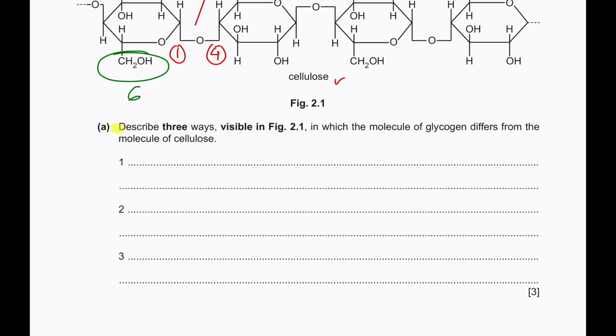The question says describe three ways visible in figure 2.1 in which the molecule of glycogen differs from the molecule of cellulose.